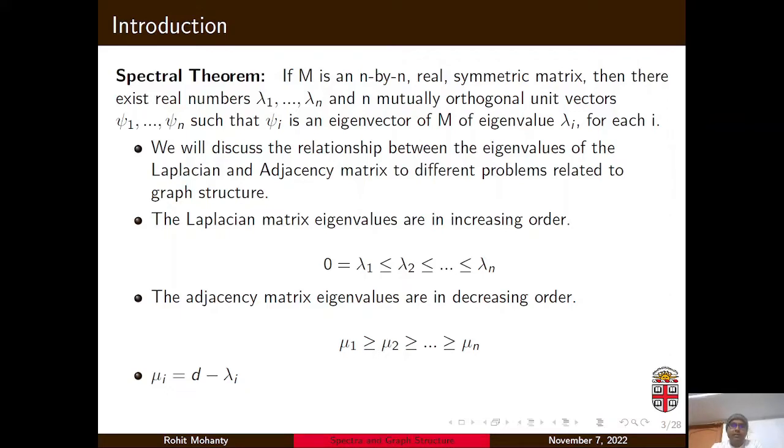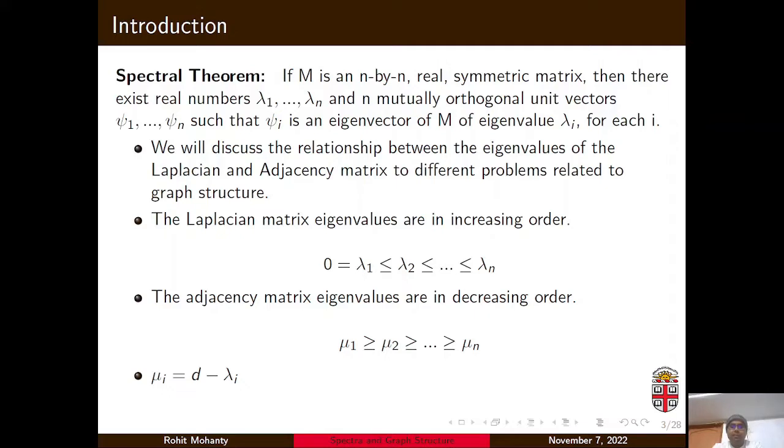Now we will discuss the relationship between the eigenvalues of the Laplacian and adjacency matrix to different problems related to graph structures. But before that, we will talk about the eigenvalues of the Laplacian and adjacency matrix. The eigenvalues of the Laplacian matrix are arranged in increasing order, where lambda 1 is the smallest eigenvalue and lambda n is the greatest eigenvalue. Lambda 1 is also equal to 0.